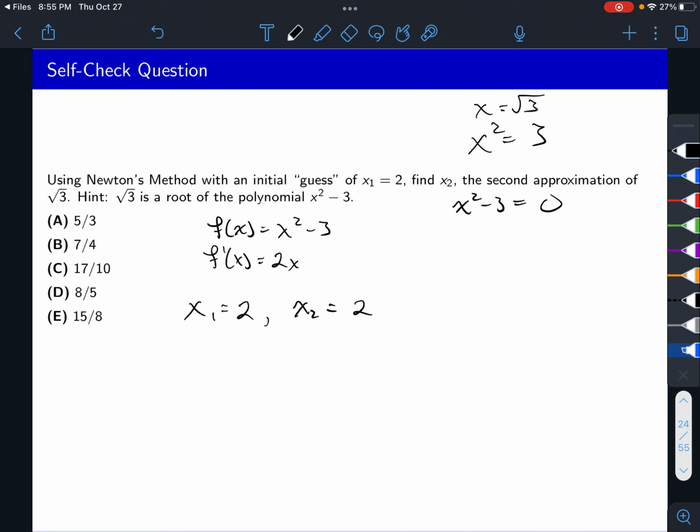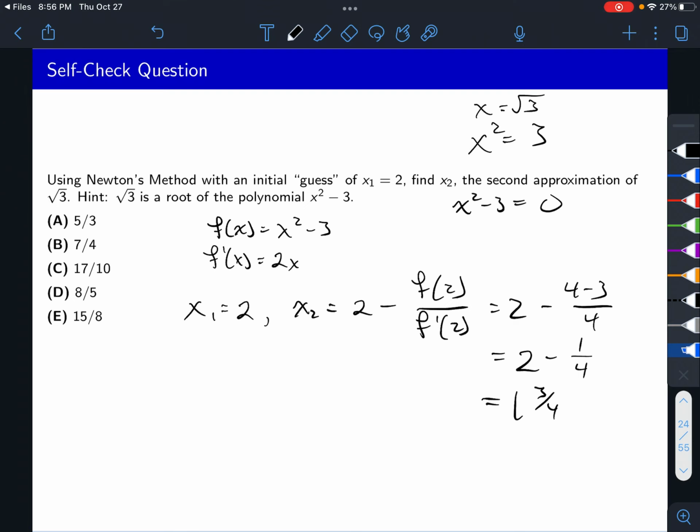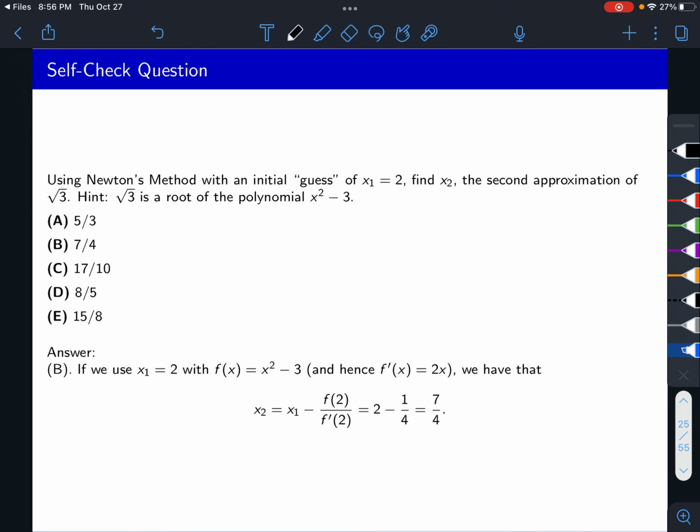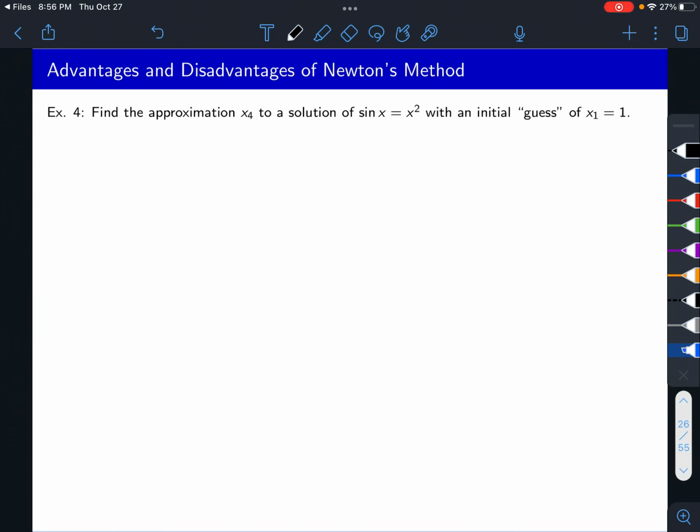Then x2 is going to be equal to the previous thing minus f of the previous thing over f prime of the previous thing. So 2 minus, what's f of 2? That's going to be 2 squared minus 3, so 4 minus 3, which is 1. And then f prime of 2 is just 2 times 2, that's just 4. So this is 2 minus 1 over 4, which is equal to 1 3/4. And 1 3/4 is just the same as 7/4. So our answer should be B, 7/4. Okay.